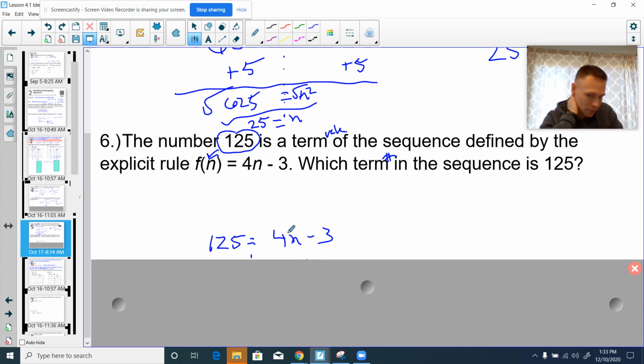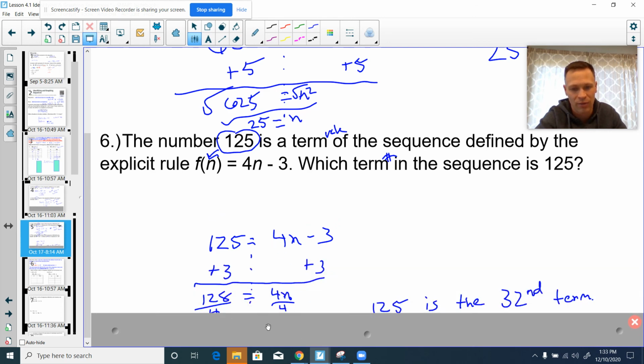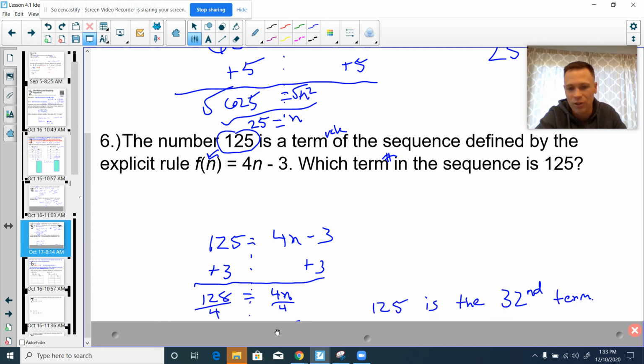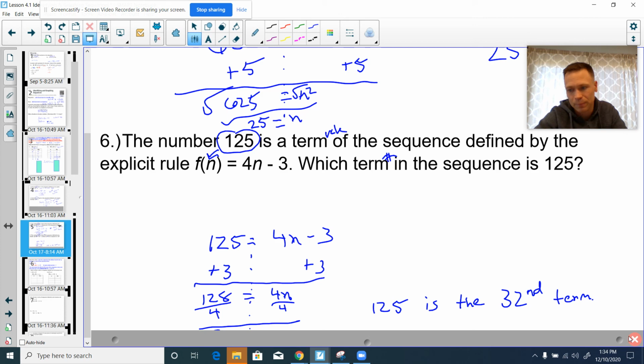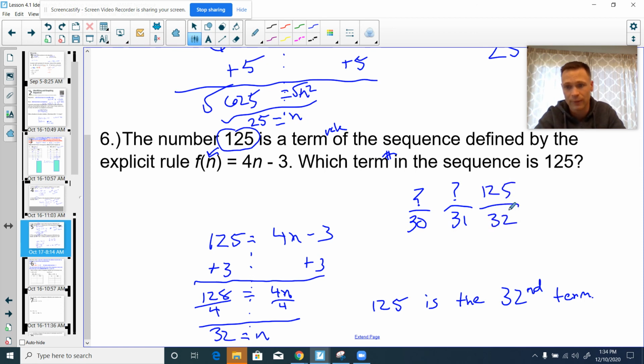So what's happening? I'm multiplying by 4, and I'm subtracting 3. Last thing I said was subtract 3. So remember, we have to reverse our order of operations, do inverse operations. I'm going to add 3 to both sides. So I get 128, then I have 4n is equal to 128. I will then undo the multiplication by dividing, and I end up with 32 is equal to n. So it means 125 is the 32nd term in the sequence. As the sequence would be listed out, we'd have term number 30, don't know what that is. I have 31, don't know what that is, but I do know that the 32nd term is 125.